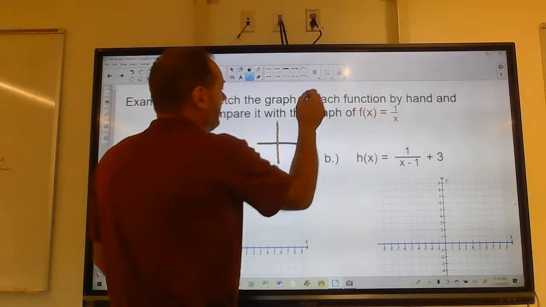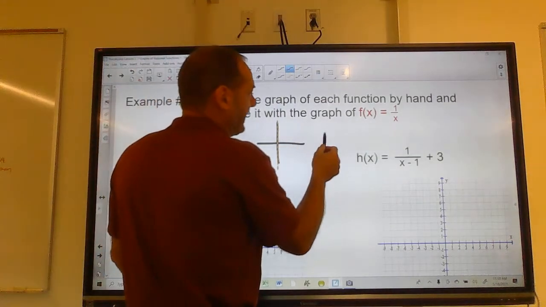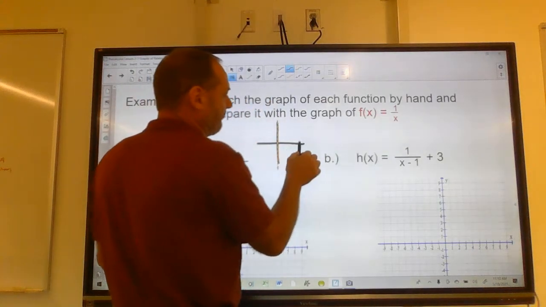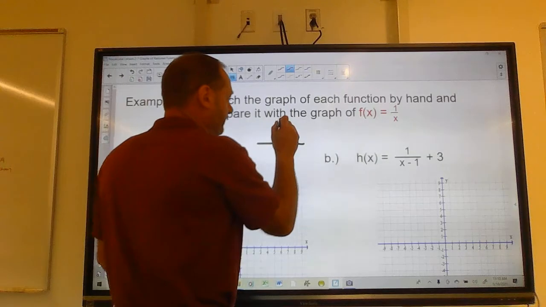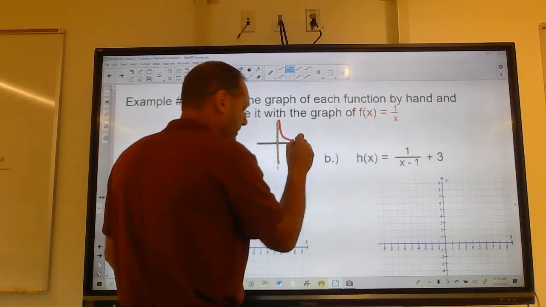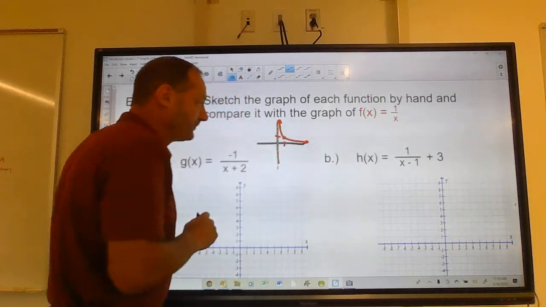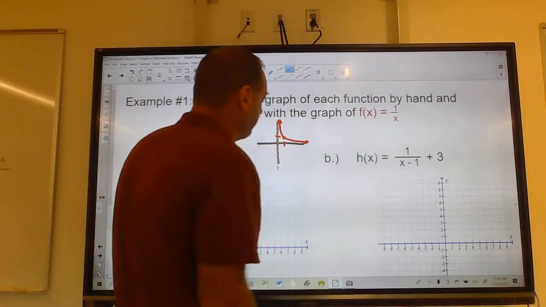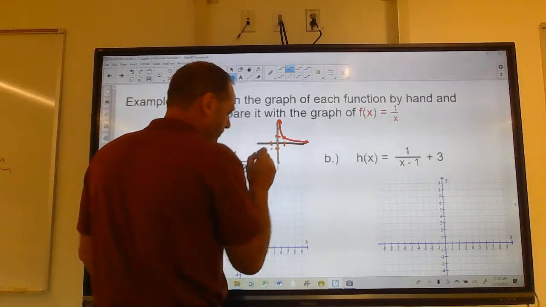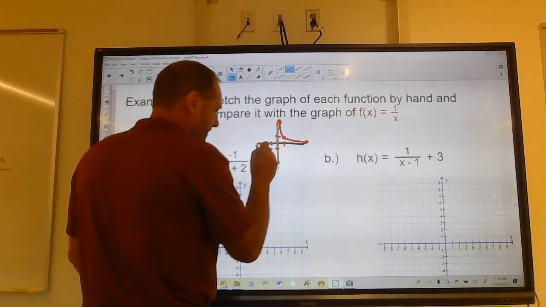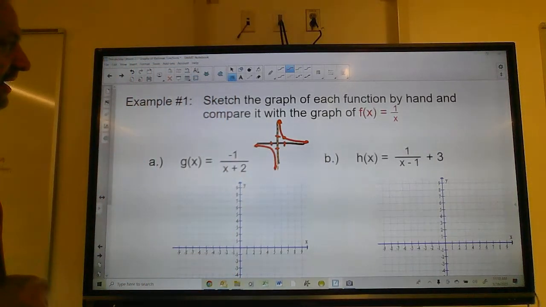Now 1 over x, if I put in a number, the bigger the number gets, the smaller this fraction gets. So as I go further and further away from the y-axis, this number becomes smaller and smaller and smaller. As I get closer, it gets bigger and bigger and bigger. So the graph looks like this. And I actually know that it passes through the point 1, 1, because if I plug in 1, f of 1 is just 1. On this side, it passes through the point negative 1, negative 1, and it does this. So there's the graph of 1 over x.